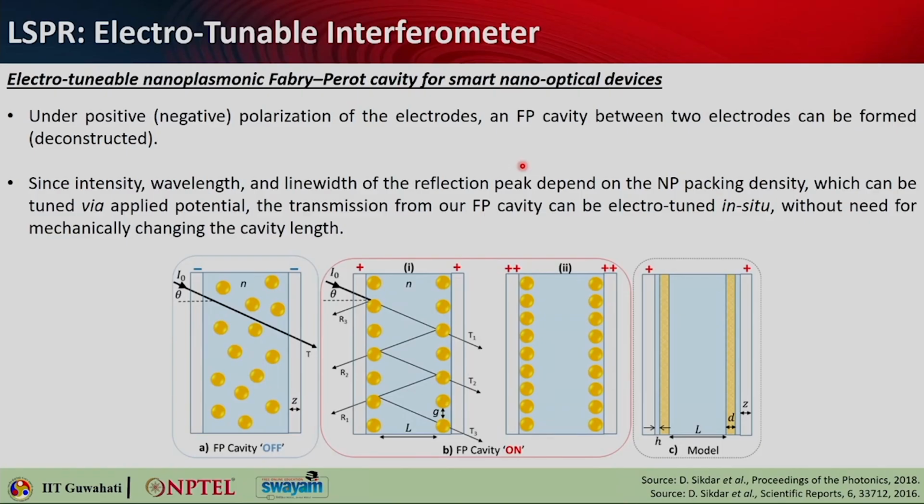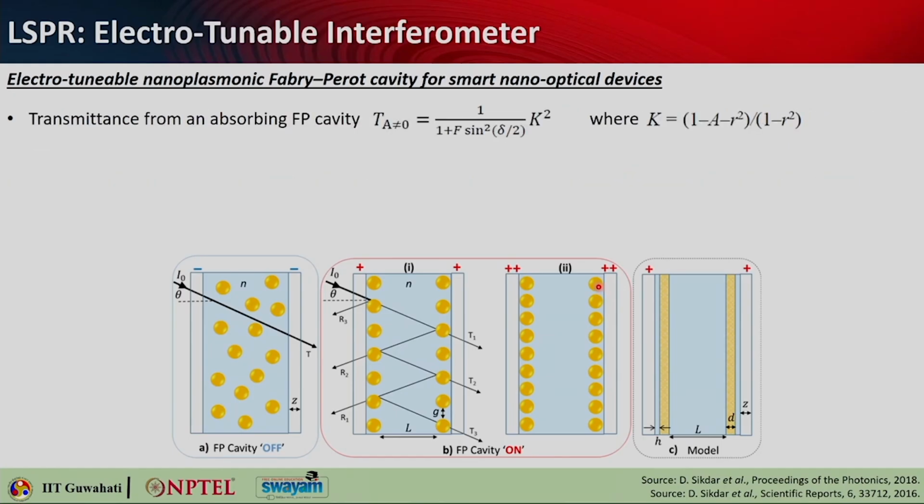So in this particular case, we are using nanoparticles to change R1 and R2 of the mirrors. Okay, that also allows you to change the reflectivity. So this is the transmittance formula T when absorption in the cavity is non-zero. So you have 1 over 1 plus capital F sine square delta by 2.